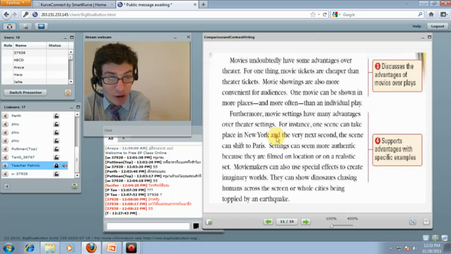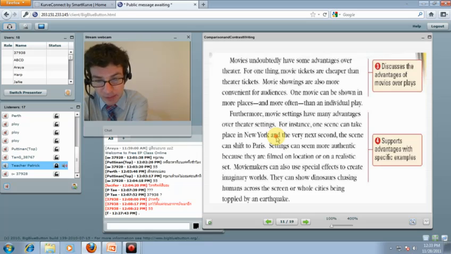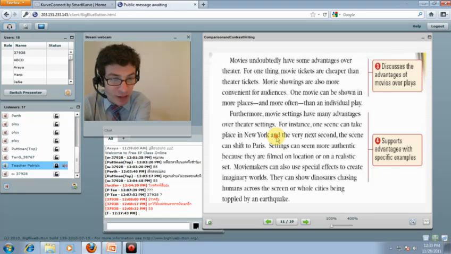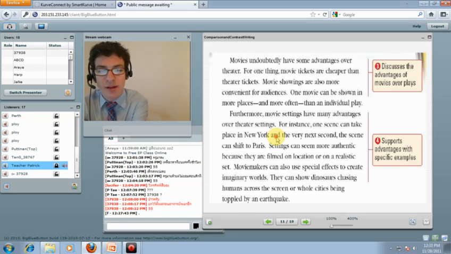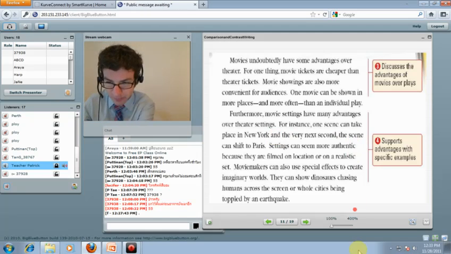Movies can be everywhere all the time. Plays are only in one place. Movies can have lots of different settings, New York, Paris, whatever. Plays only have one stage. Movie makers can use special effects to make it really cool. Plays can't, but they can create more drama. Okay, so we've talked about one, then we talk about the other.